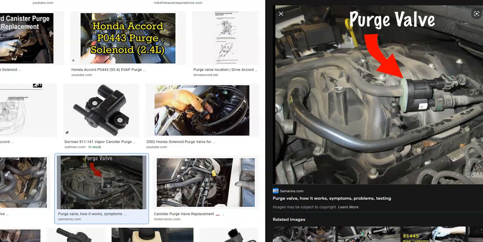I just wanted to give a real quick overview of what you could do if you have a Honda with the P0442 code and how you go about fixing it.